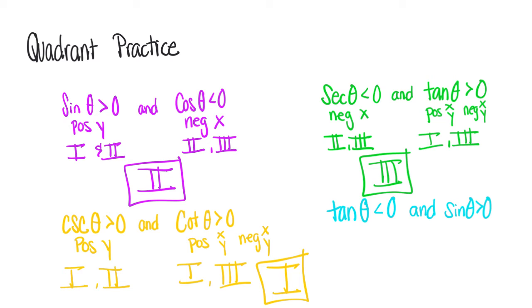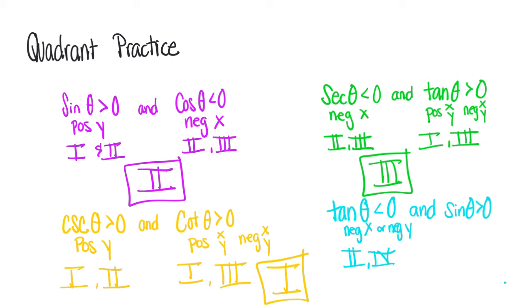Our last example, taking a look at the tangent of theta is less than 0 and the sine of theta is greater than 0. Tangent of theta is less than 0. We're looking for at least one of the coordinates to be negative, so we're looking for a negative x or a negative y. Now these happen to be in quadrants 2 and 4.